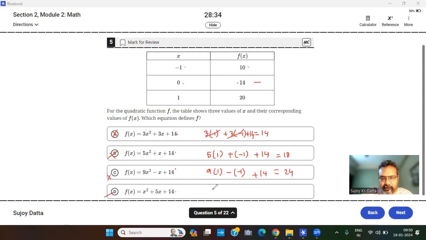Let's just cross check it once. So x squared, 5x, 5 times -1 plus 14. So that would give you -5 plus 14. So that's 9, which is matching. So answer is option B.